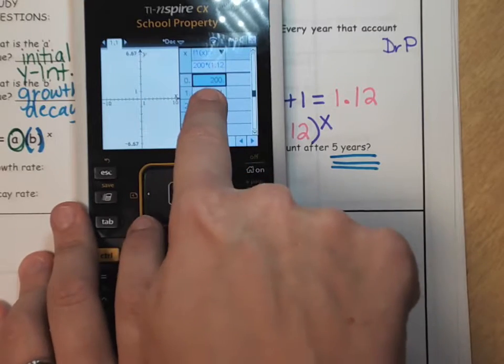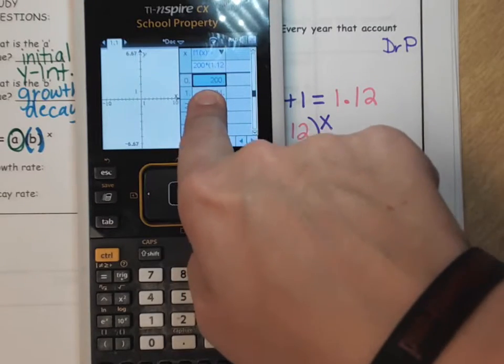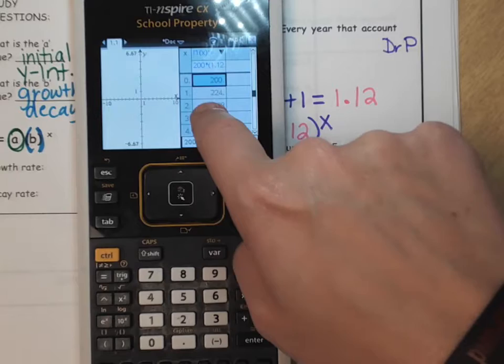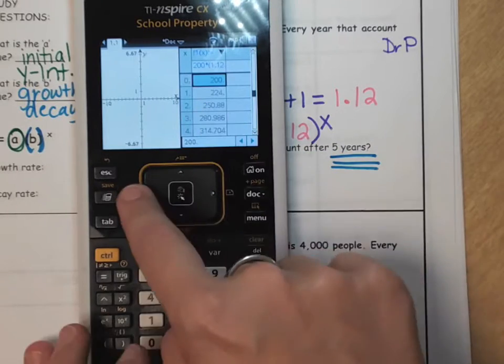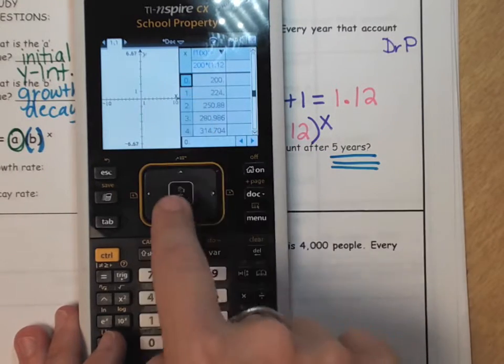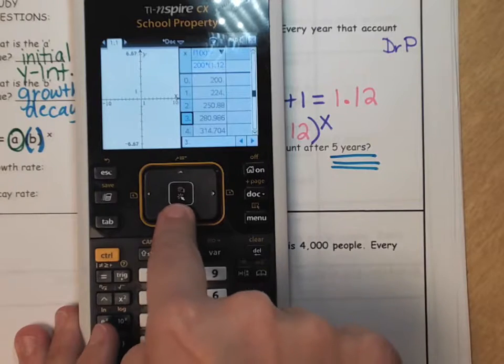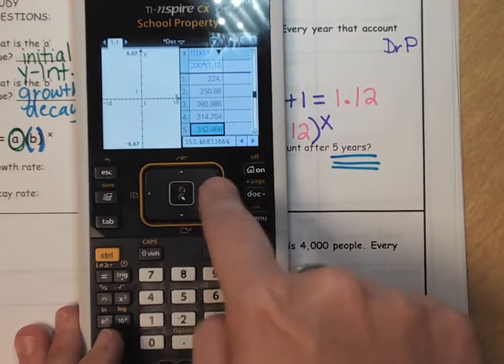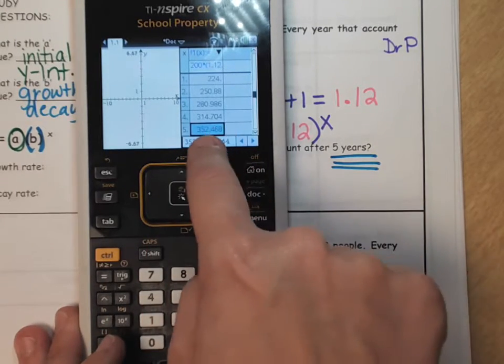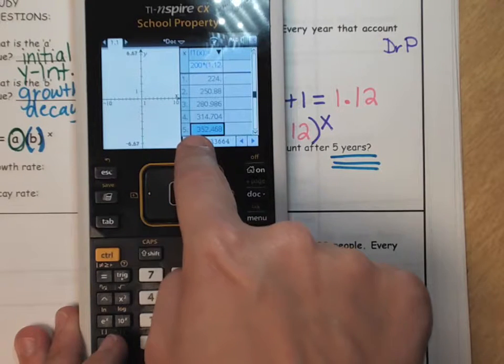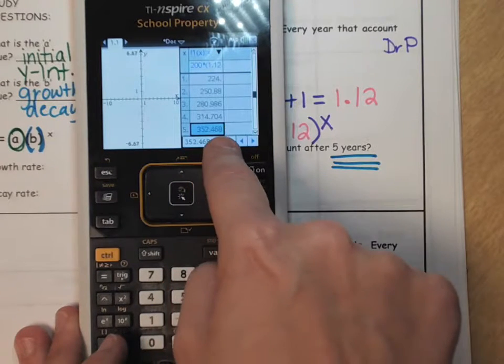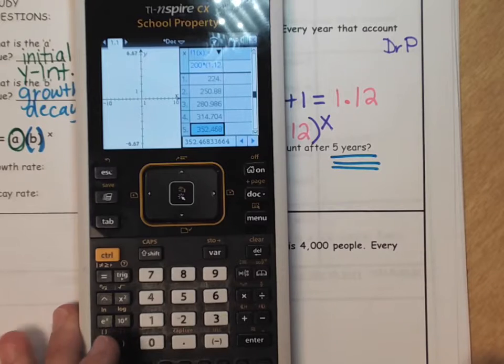Look, 0, 200. That's my initial. It's also my y-intercept. That's how you can kind of check to make sure you did it right. And I'm going to go down to 5 years. So that's 0 years. 1 year, 2, 3, 4, and 5. The number next to it is going to be your answer. So 352.468.